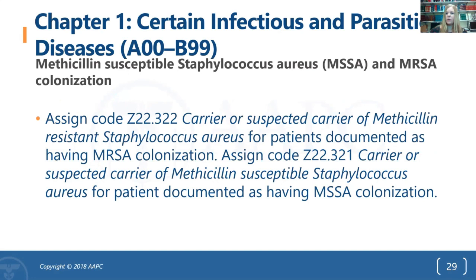You would assign code Z22.322, carrier or suspected carrier of methicillin-resistant Staphylococcus aureus, for patients documented as having MRSA colonization. And you would assign code Z22.321, carrier or suspected carrier of methicillin-susceptible Staphylococcus aureus, for patients documented as having MSSA colonization. Colonization is not necessarily indicative of a disease process or the cause of the specific condition the patient may have unless documented by the provider.